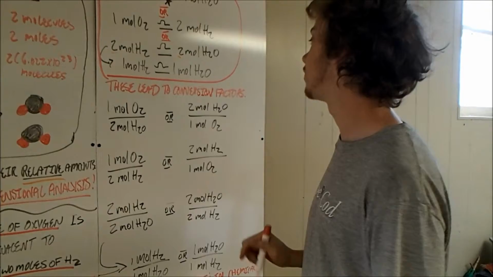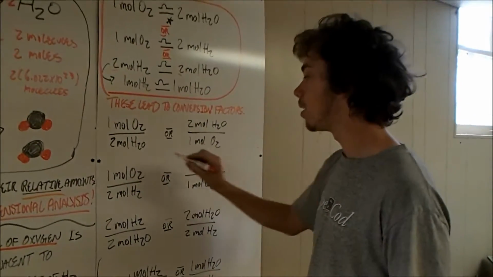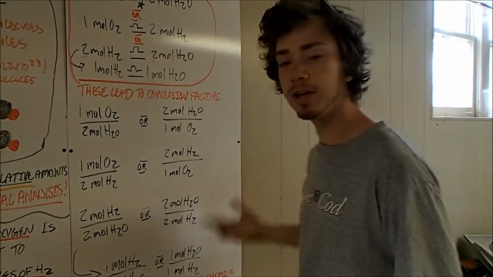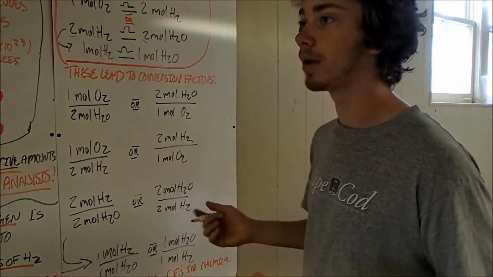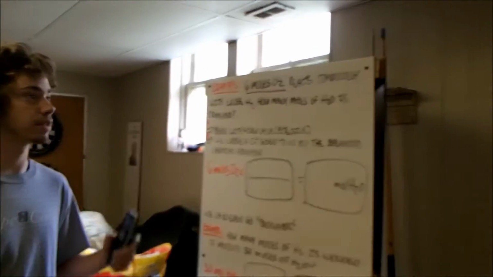This leads to conversion factors. Just like in my videos on dimensional analysis, we can put them in these conversion factors. So I put all the possibilities down, and we use the appropriate one in chemical calculations to determine reaction yields. So let's do an example. 6 moles of oxygen reacts completely with excess hydrogen. How many moles of H2O is produced?